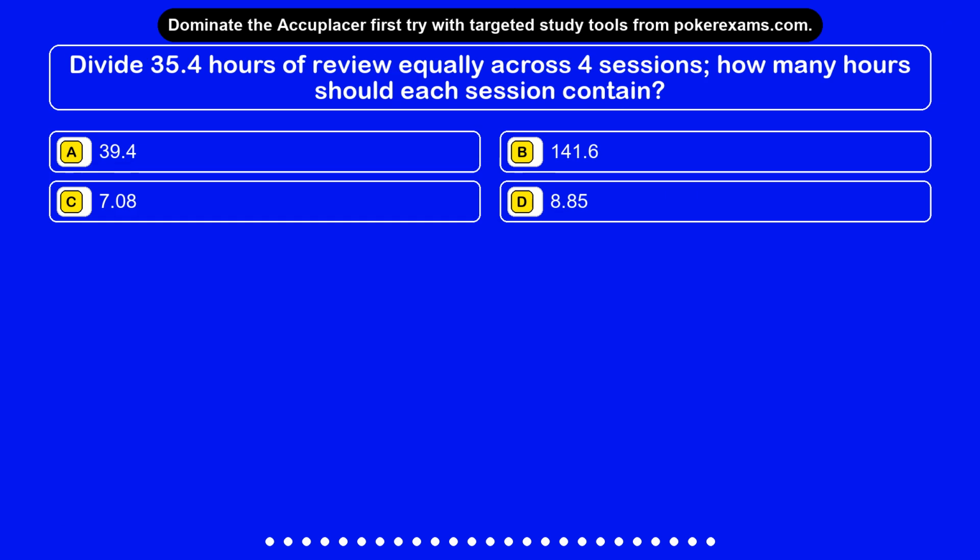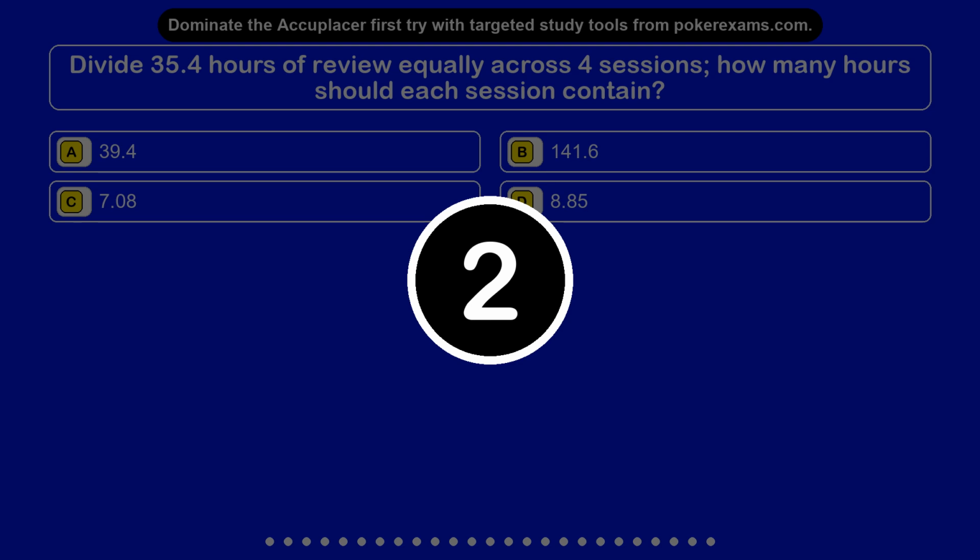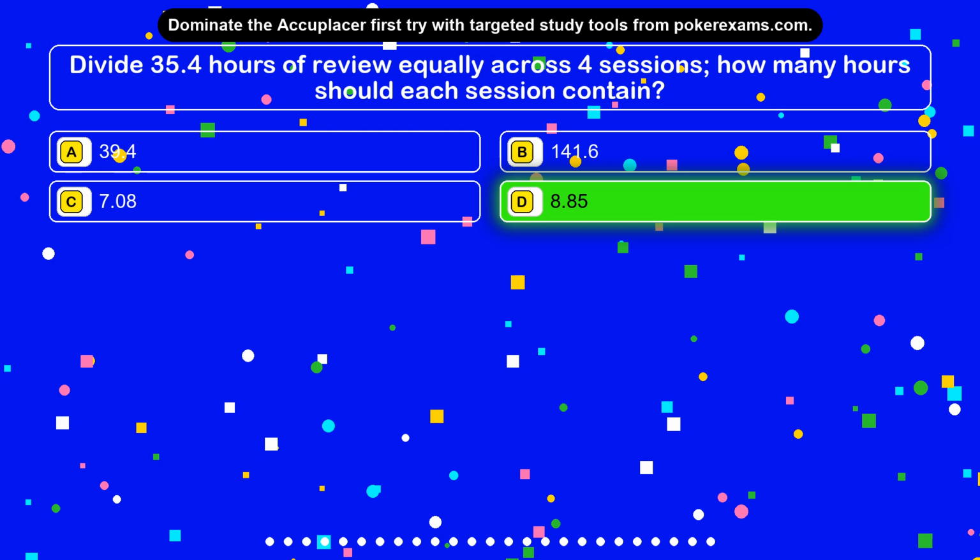Question 3. Divide 35.4 hours of review equally across 4 sessions. How many hours should each session contain? Option A, 39.4. Option B, 141.6. Option C, 7.08. Option D, 8.85. The correct answer is option D, 8.85.